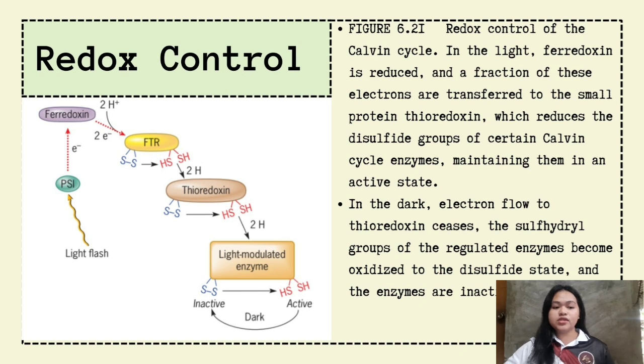In the light, pyridoxine is reduced and a fraction of these electrons are transferred to the small protein thioredoxine, which reduces the disulfide groups of certain Calvin cycle enzymes, maintaining them in an active state. In the dark, electron flow to the thioredoxine ceases and the sulfhydryl group of the regulated enzymes become oxidized to the disulfide state and the enzymes are inactivated.